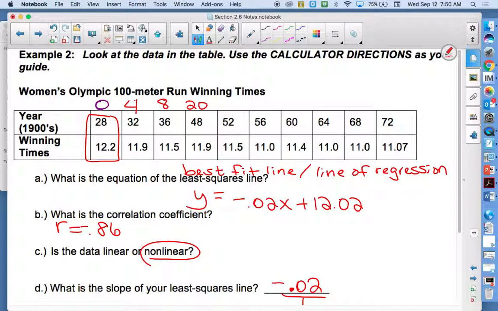And that's okay. Because our line has a y-intercept that crosses at 12.02. That's the line that fits most of the data. No, it's not going to meet exactly every data point. So the y-intercept is not the 12.2 in 1928, because that just happens to be where a point is. But the line that we're creating has a y-intercept of 12.02. So don't get that confused. This is the line that we came up with, the average line that fits most of the points.